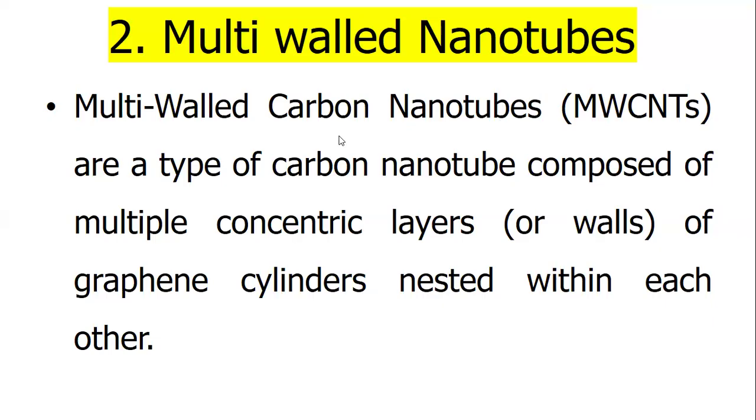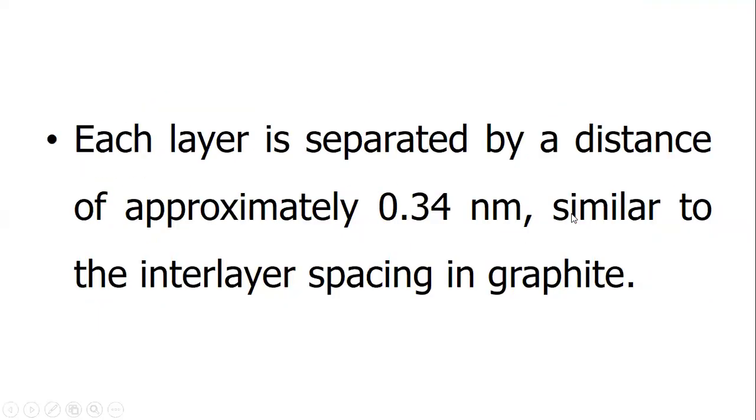Okay, I am discussing multi-wall nanotubes. Multi-wall carbon nanotubes are a type of carbon nanotube composed of multiple concentric layers or walls of graphene cylinders nested within each other. Each layer is separated by a distance of approximately 0.34 nanometer, similar to the interlayer spacing in graphite.